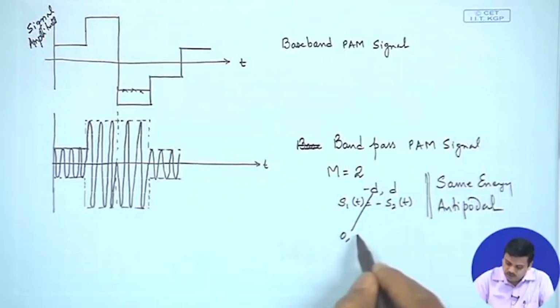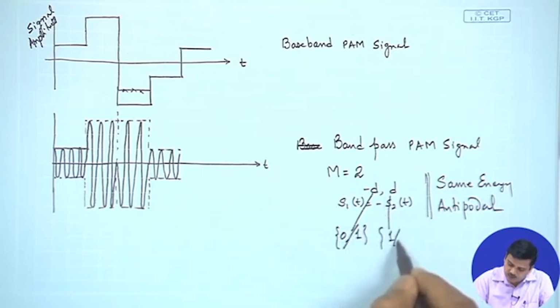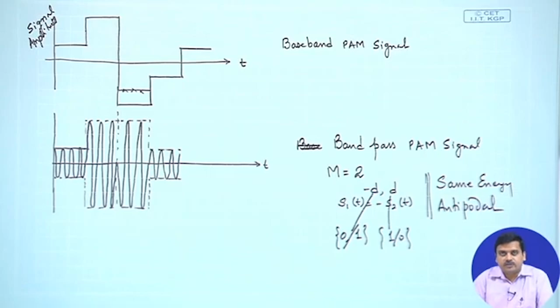At this point, I would also like to remind you that we have discussed a special way of mapping. That means these amplitudes that we have decided are selected based on the bit sequence. If you have 2 amplitude levels only, you do not have a problem, because the 2 amplitudes could be selected such that minus d could be mapped to a 0 and d could be mapped to a 1, or vice versa. That does not affect much. It is symmetric.